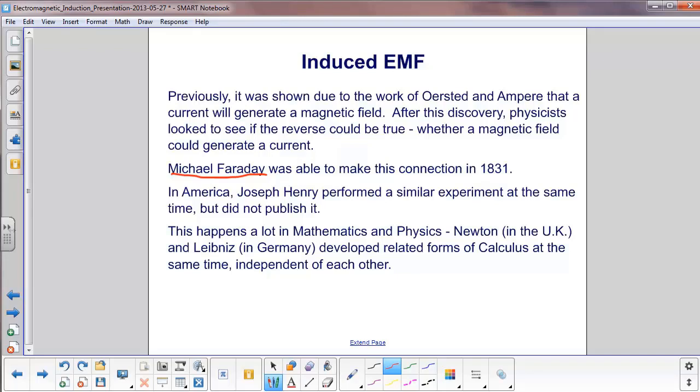This happens a lot in mathematics and physics. Probably the greatest example is Sir Isaac Newton in the UK and Gottfried Leibniz in Germany developed related forms of calculus at the same time, independent of each other.